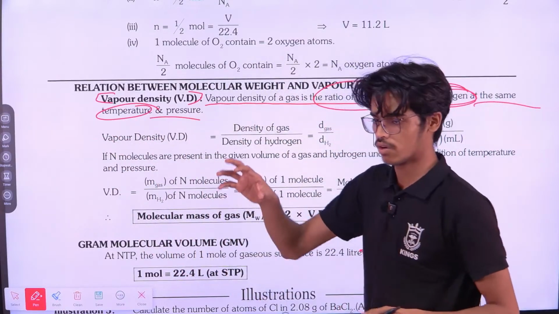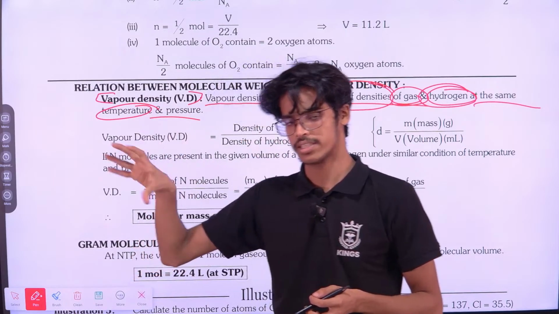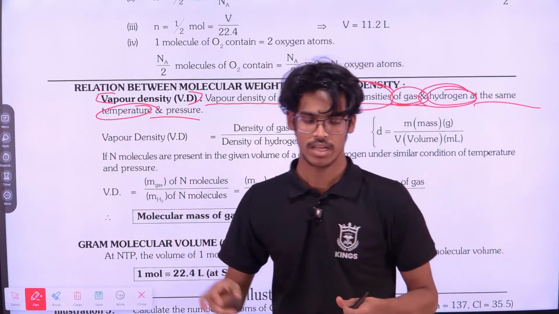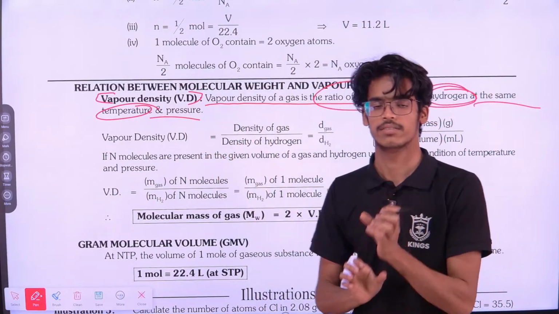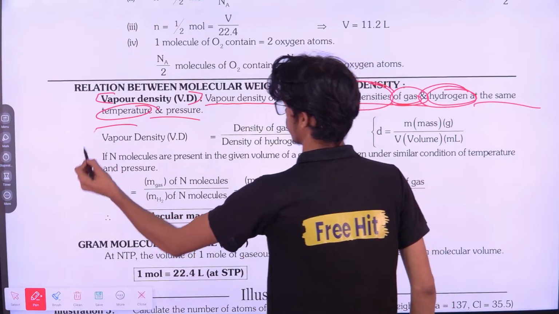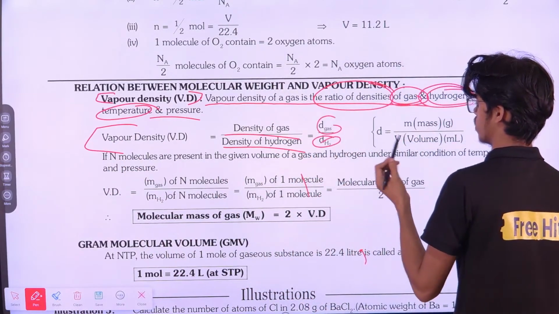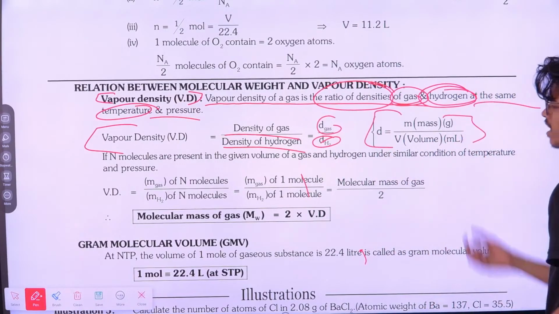So whatever the hydrogen's density is at a particular temperature and pressure, you just divide the gas density by it. You are comparing how many times it is of hydrogen's density. So vapor density is equal to density of gas upon density of hydrogen, so d gas by dH2. That's it. This is the definition.